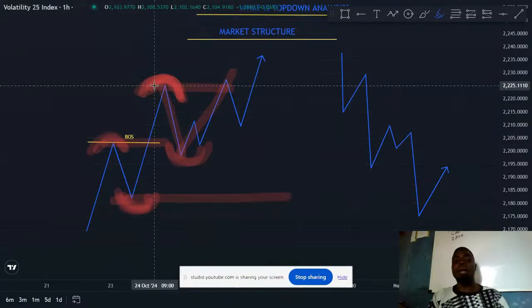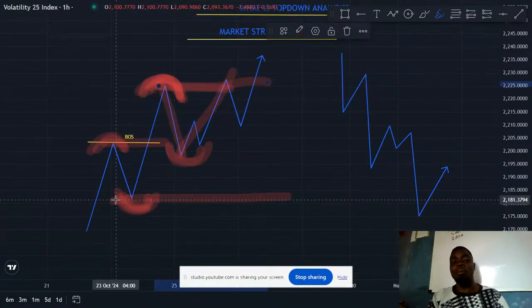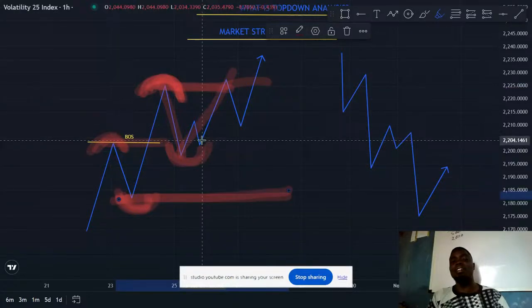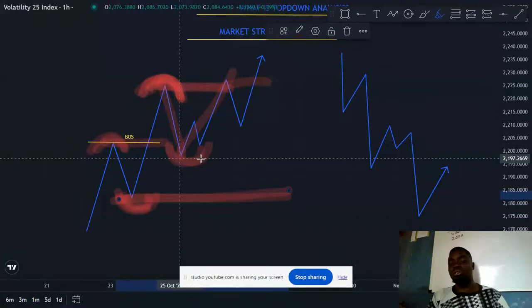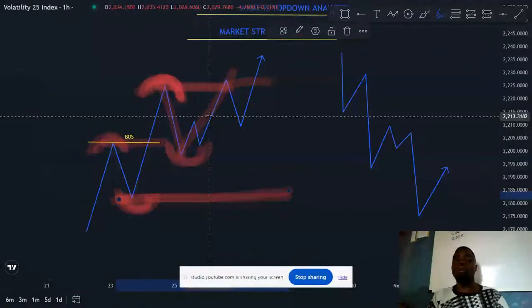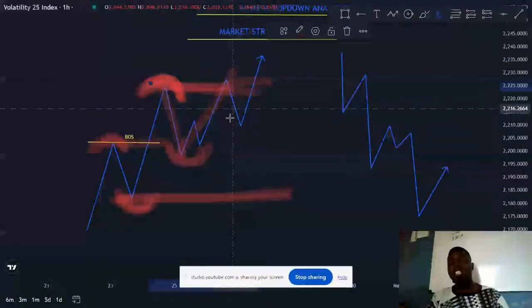So now, because price has given you a higher high, you are now operating between these ranges. So any market structure found here is an internal structure until this higher high is broken out.